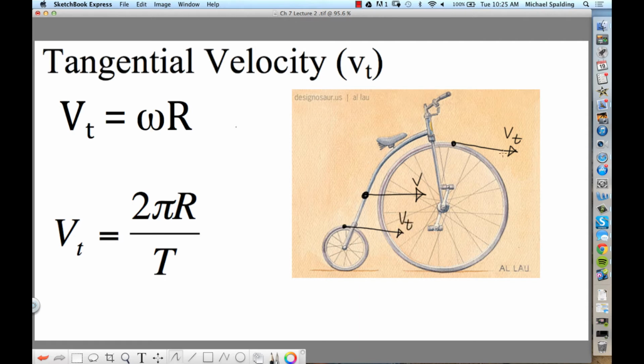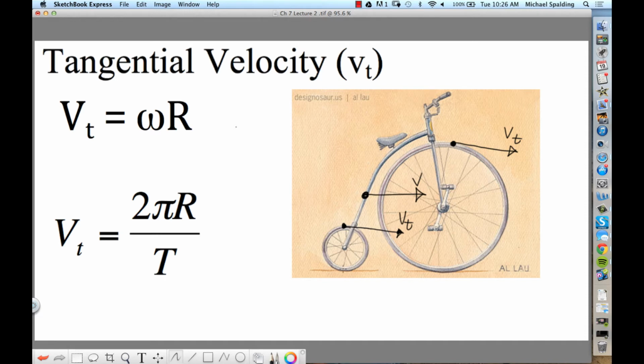So see, a point on the perimeter of the big wheel has a tangential velocity. A point on the perimeter of the small wheel has a tangential velocity. All three of these velocities would be equal. Does that make sense? All three of those velocities are equal. The velocity of a point on the perimeter of the wheel, the tangential velocity, is the same as the velocity of the object.